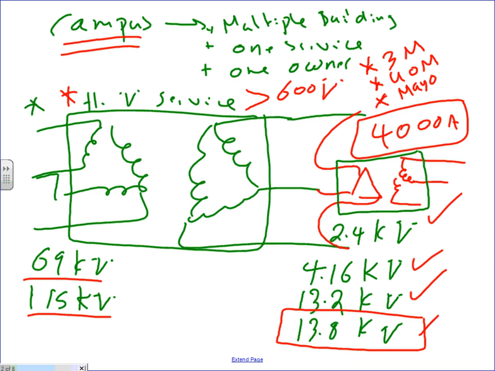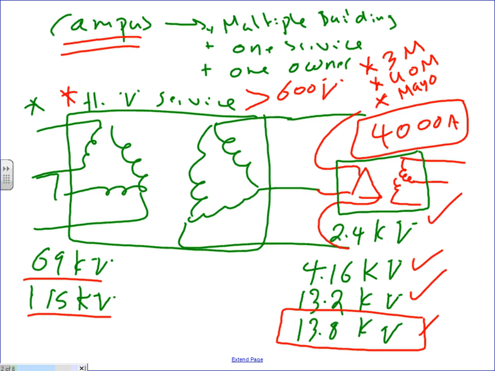This is the primary. This is the utility side. Your side, the side you own and operate, is going to run at these voltages, typical in the US: 2.4K, 2400 volt, or 4.16K, 4160 volt, or 13.2K, 13,200 volt, or 13.8K, 13,800 volt. This is your service.